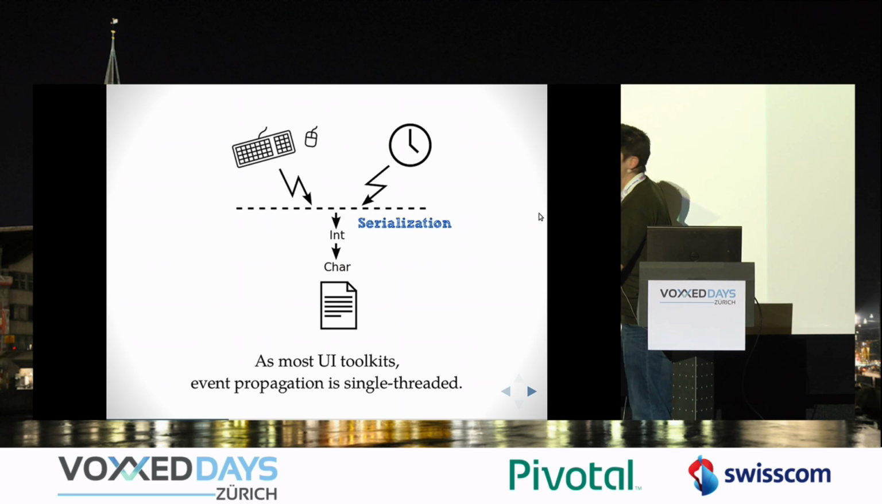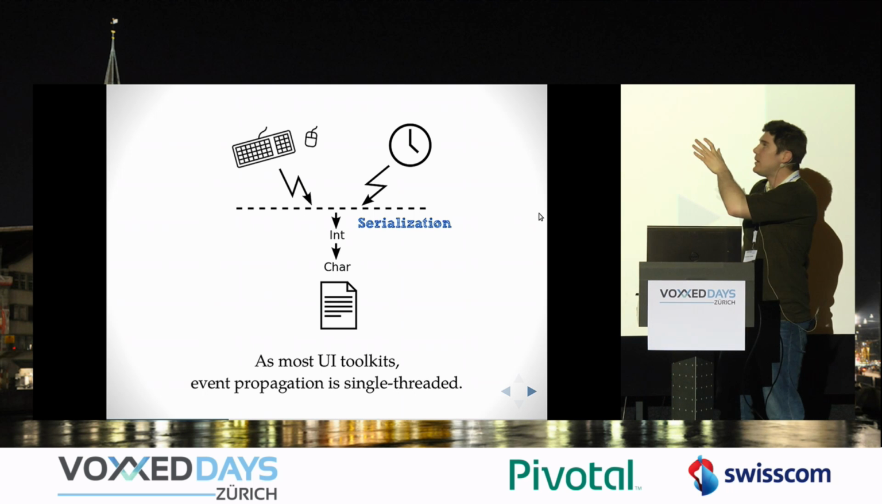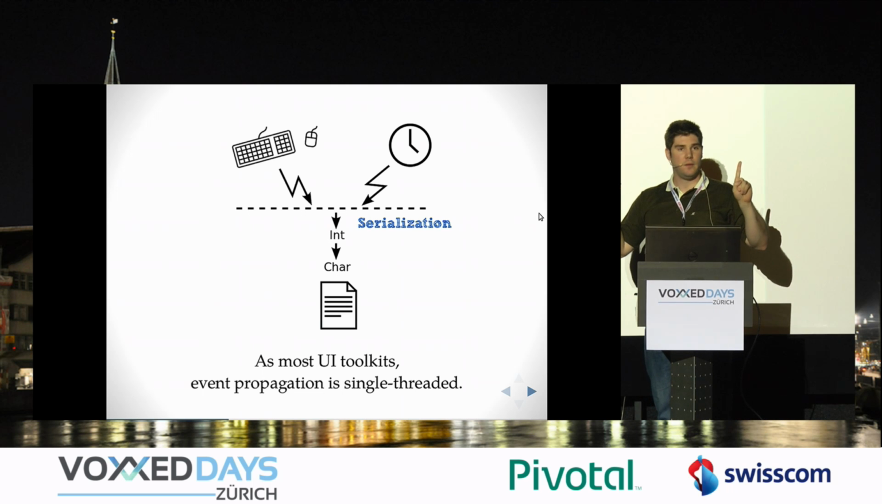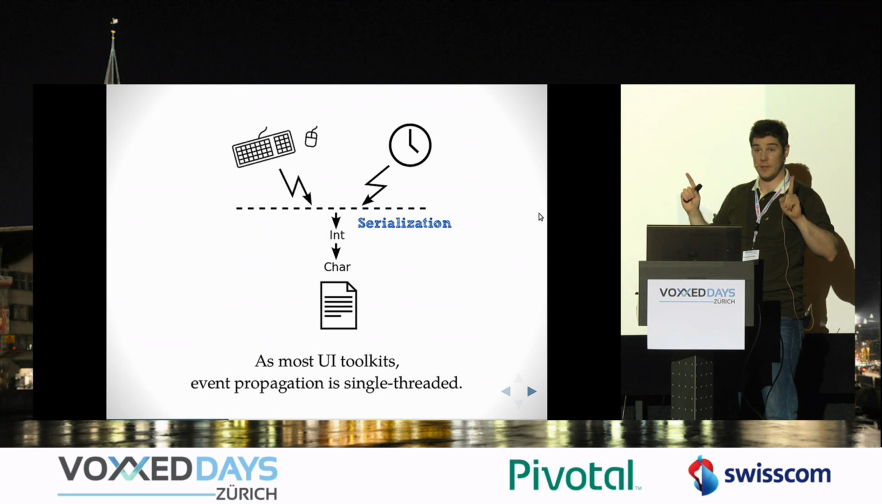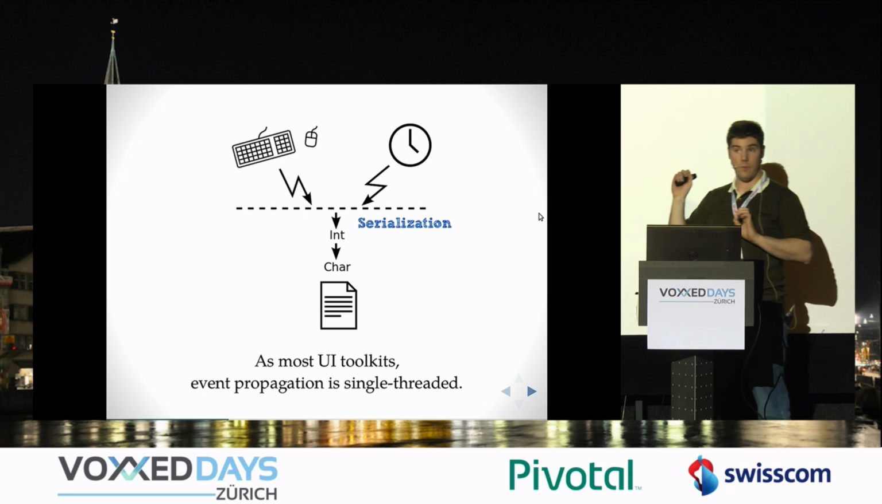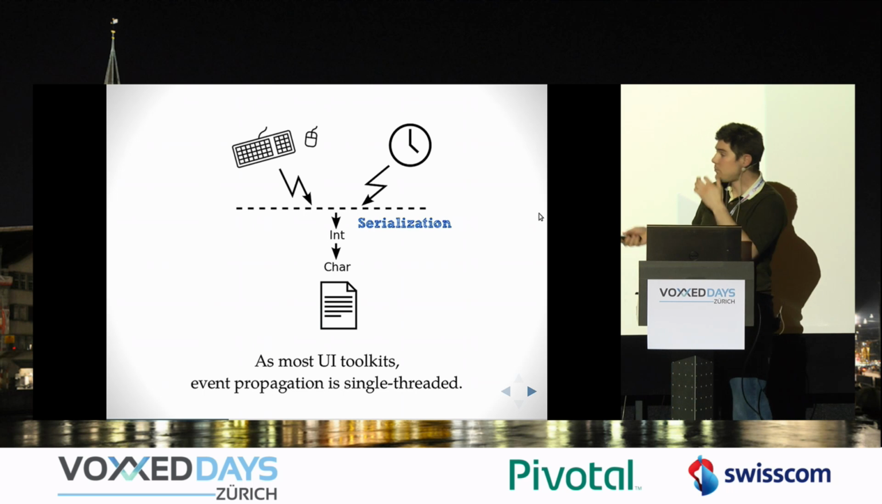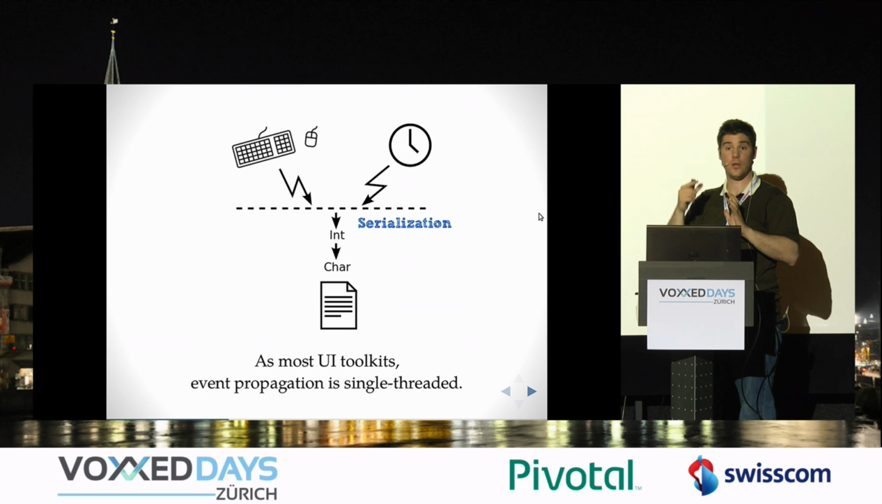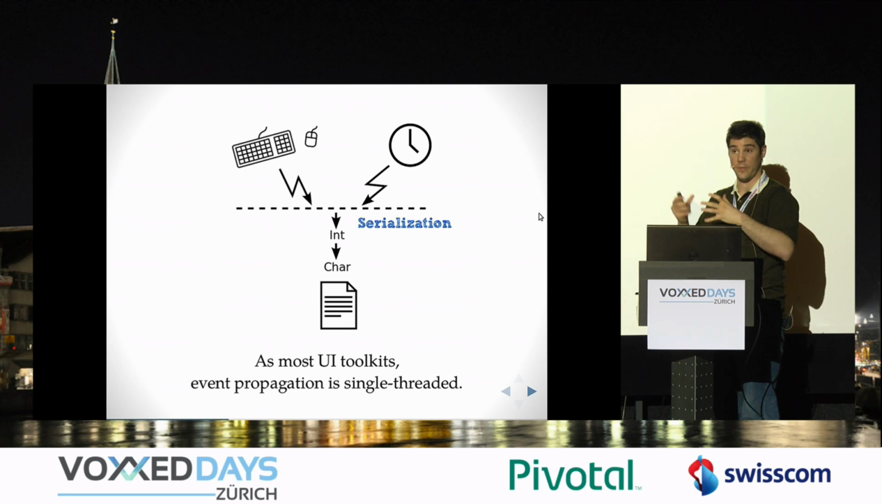And when you think about it, most UI toolkits are organized in exactly this way. You have a single special thread, called the event dispatch thread, which executes the external events one by one. And this is a good idea, because if you have some kind of common shared state, you don't have to synchronize it. You don't have problems like data races, race conditions, deadlocks, and so on.